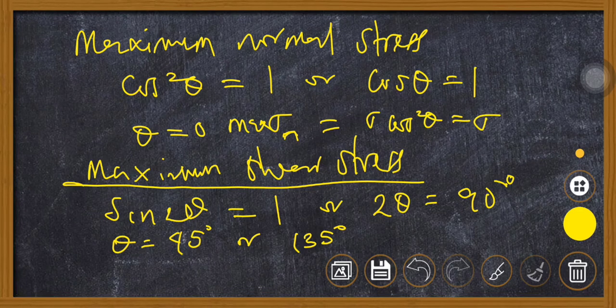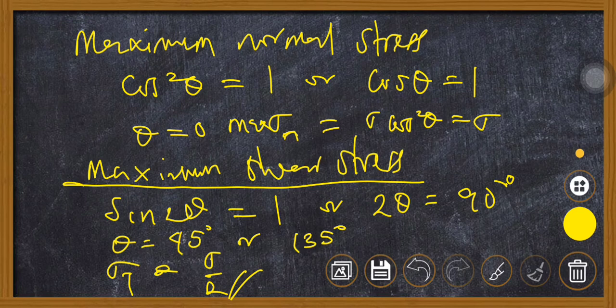Maximum shear stress will be equal to sigma over 2 times sine 2 theta. So since sine 2 theta is equal to 1, the maximum shear stress is equal to sigma all over 2.